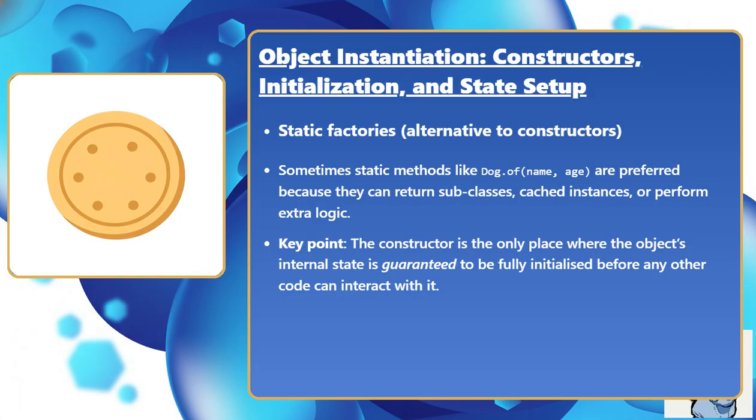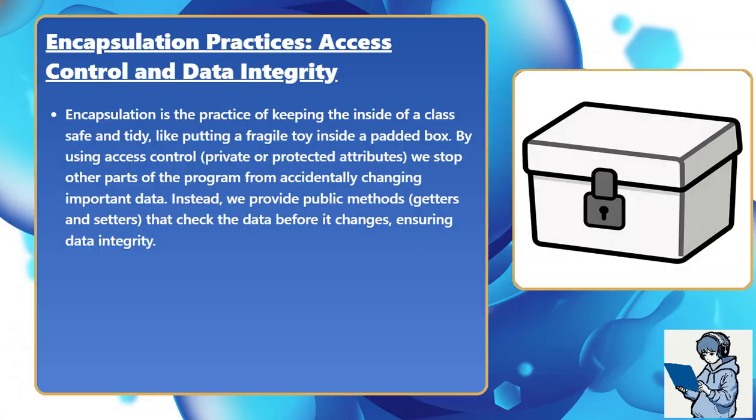Keypoint: the constructor is the only place where the object's internal state is guaranteed to be fully initialized before any other code can interact with it. Encapsulation is the practice of keeping the inside of a class safe and tidy, like putting a fragile toy inside a padded box. By using access control, private or protected attributes, we stop other parts of the program from accidentally changing important data. Instead, we provide public methods, getters and setters, that check the data before it changes, ensuring data integrity.